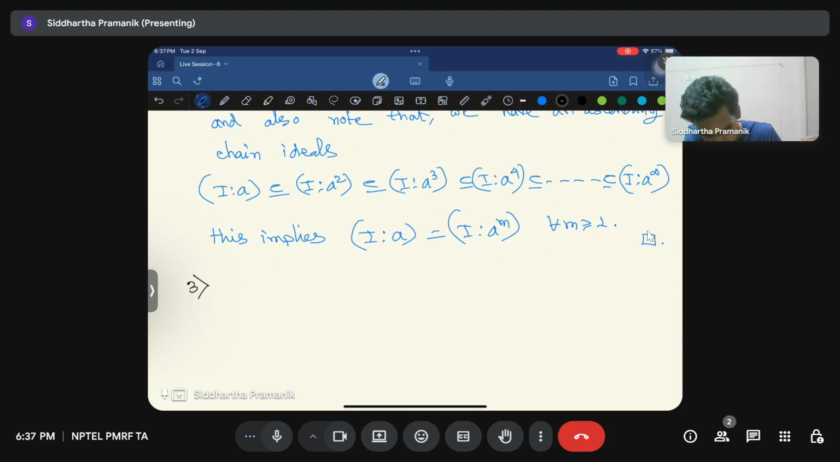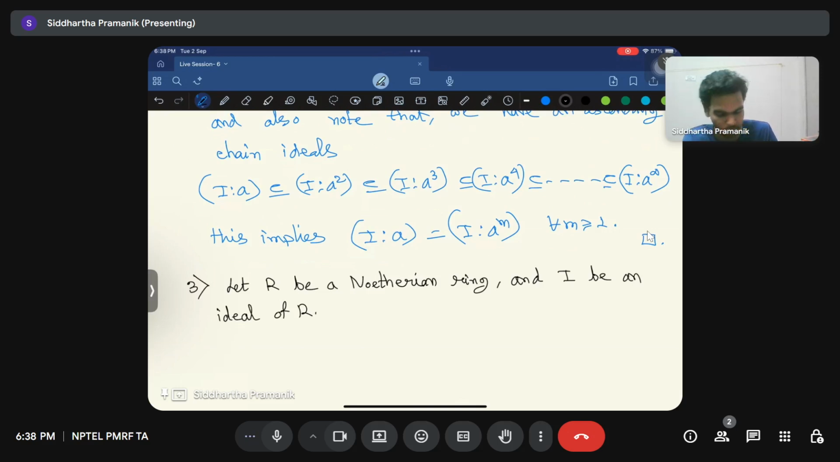So again, let R be a Noetherian ring and I be an ideal of R. So again the same setup, R is a Noetherian ring and I is an ideal of R. Now suppose the ideal I is radical. Suppose I is equal to its radical.